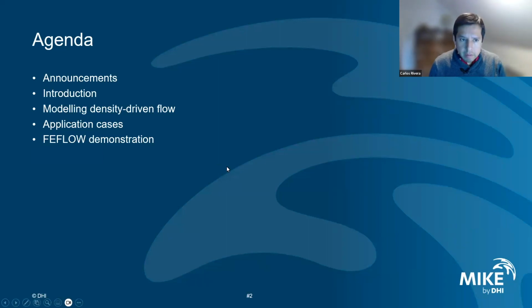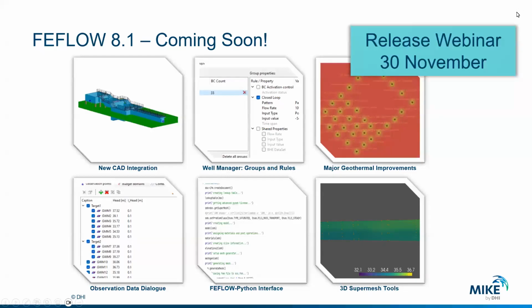Okay, so before we start, I would like to mention that we are really coming to a new release. It's almost the end of the year, and DHI's best timing is November because we have major releases. So this time we have FEFLOW A1 coming soon. We will have a special release webinar in November. We have two webinars: one is the monthly thematic webinar, and the second will be about the release.